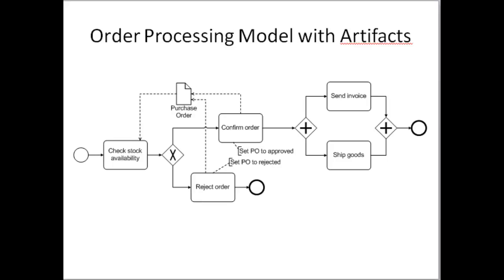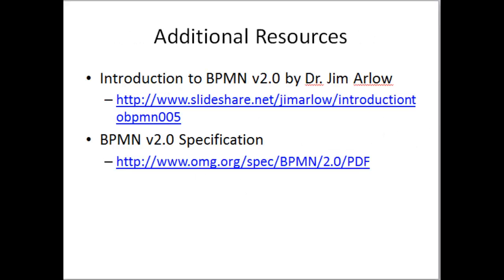The purchase order document serves as an input to the stock availability check. Based on the outcome of this check, the status of the document is updated either to approved or rejected. We include here the relevant documents in the process.